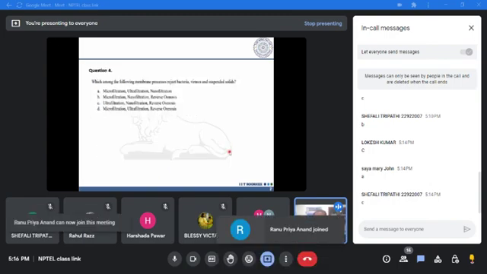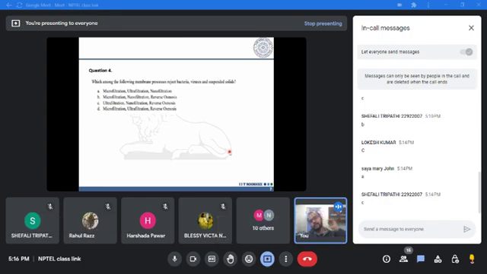So the next question is question 4. Which among the following membrane processes rejects bacteria, viruses, and suspended solids? Your options are A, microfiltration, ultrafiltration, nanofiltration; B, microfiltration, nanofiltration, reverse osmosis; C, ultrafiltration, nanofiltration, reverse osmosis; and D, microfiltration, ultrafiltration, and reverse osmosis. So which is the answer? Please answer your choices in the comment box.